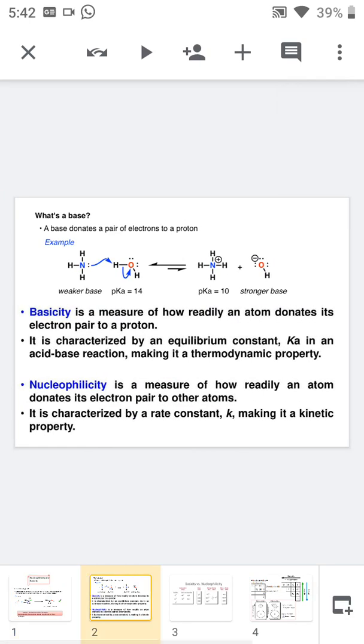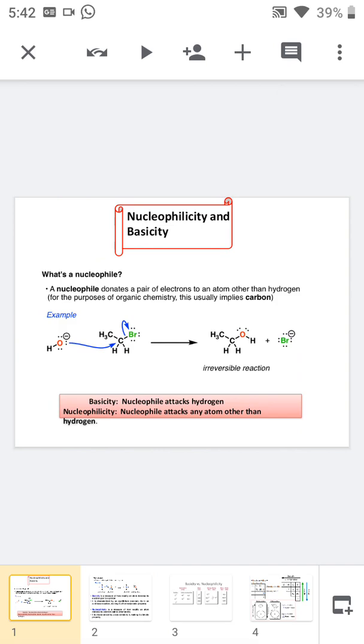And what do you mean by a base? A base means which donates a pair of electrons to the atom. See in this example, ammonia donates a pair of electrons to the hydrogen. Okay, so we will get NH4 plus as the final product. So finally, basicity is a subset of the nucleophile, and a base is always a nucleophile, but it only attacks the hydrogen.